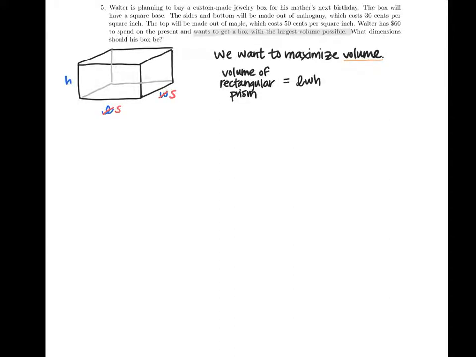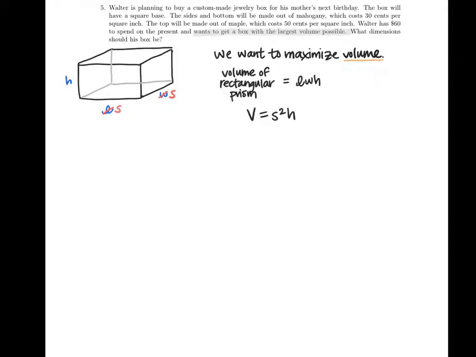I've done my best to communicate that with the pictures, that instead of calling one side of the base length and one side of the base width, I'm just going to call them both S. You could definitely have called them both L or both W or whatever letter you want, but the important thing is that somehow you've mathematically reflected that they are the same. And so volume is now going to be S squared times H. And we have S and H labeled in our drawing.